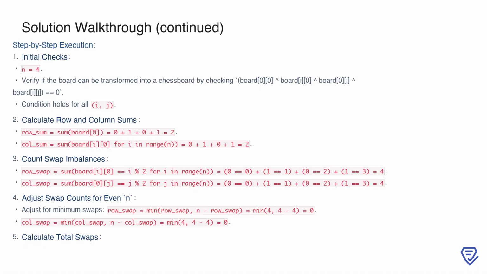Both row_swap and col_swap are calculated as 4, indicating that each row and column requires adjustments. Since n is even, we adjust these counts by taking the minimum of the swaps and their complements. This adjustment results in both row_swap and col_swap being reduced to 0.